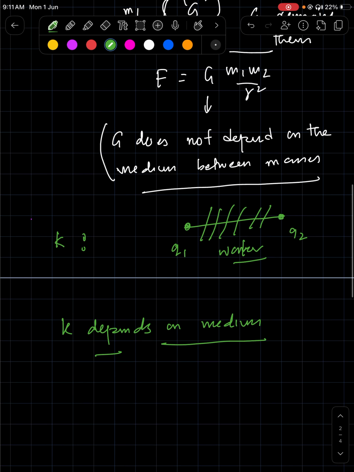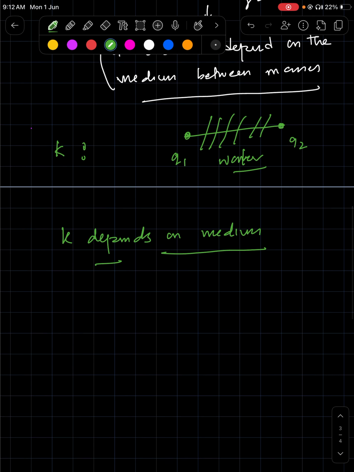So the big difference between the capital G, the gravitational constant, and the Coulomb constant is that the Coulomb constant depends on the medium between the charges, whereas the capital G does not depend on the medium between the masses. So that is a big difference. Generally, in air or vacuum, K is 1 by 4 pi epsilon naught.